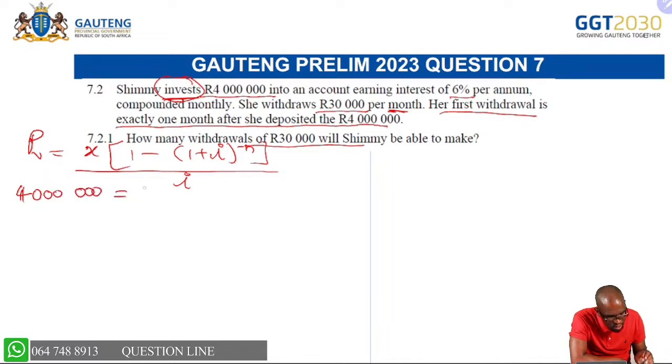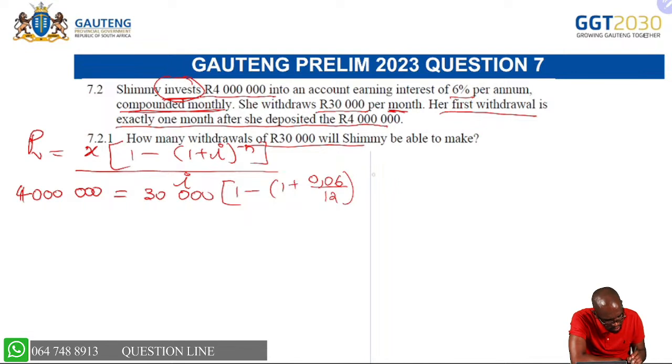This is equal to the monthly withdrawals. The annuity is 30,000 into 1 minus (1 plus 0.06 over 12). If you check here, it's compounded monthly, so we divide by 12. Those are the compounding periods, and we want to calculate the value of n. The fractional interest rate is 0.06 divided by 12.